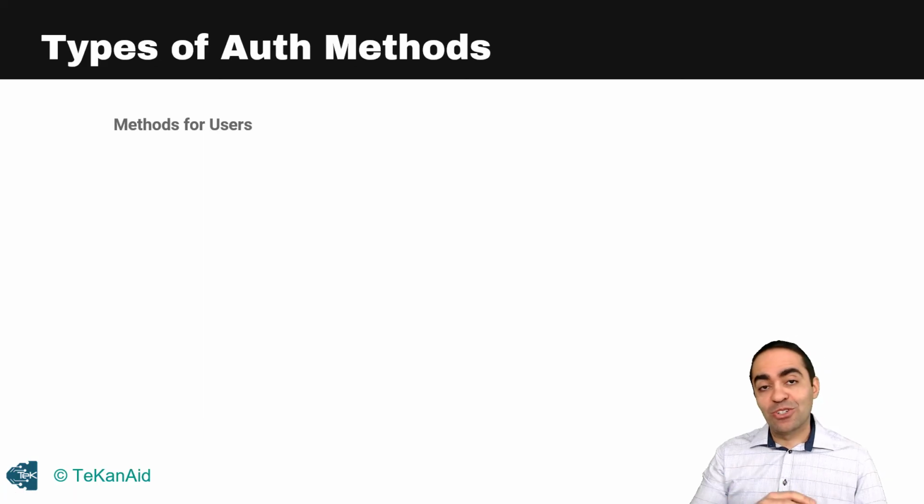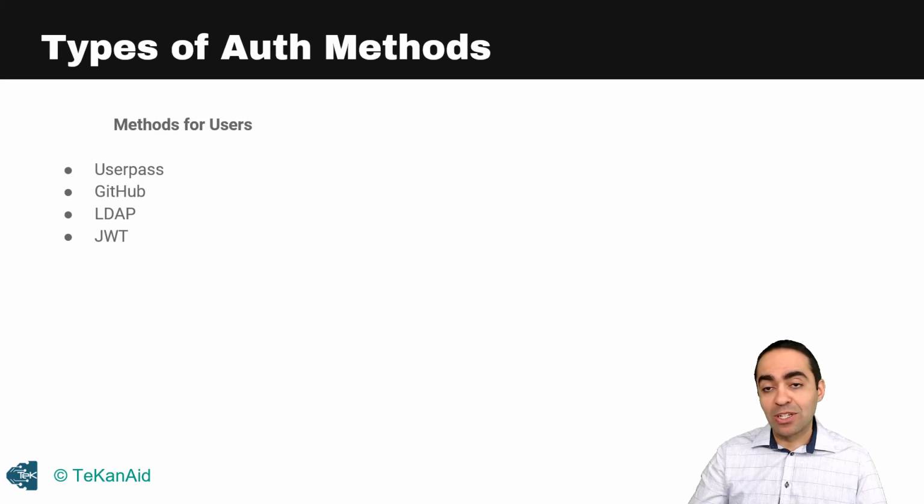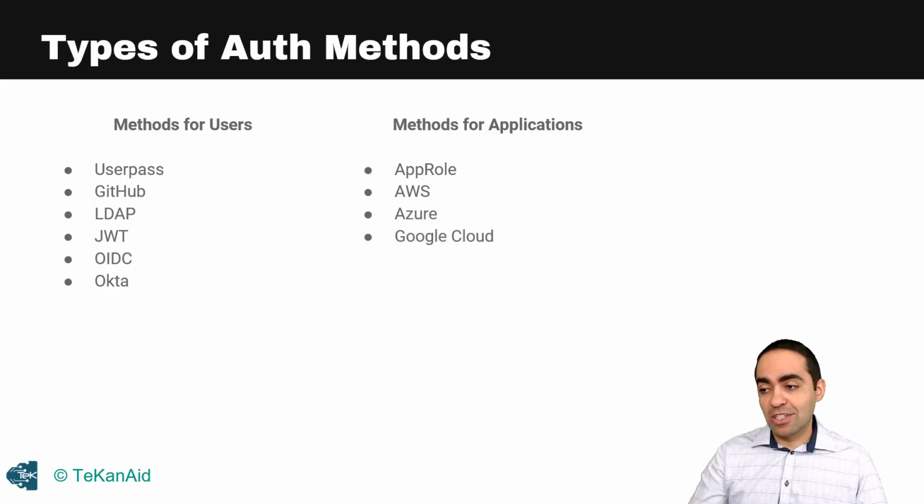There are two broad categories of authentication methods. Either they are human or user authentication methods, or application authentication methods. So the first category, methods for users: userpass, GitHub, LDAP or Active Directory, JWT, OIDC, and Okta. And the methods for applications are AppRole, which is similar to userpass but for applications, AWS, Azure, Google Cloud, Alibaba Cloud, and Kubernetes. So keep those in mind. You may get asked in the exam on some of these, or the differences between them, or which one you would use in which scenario.